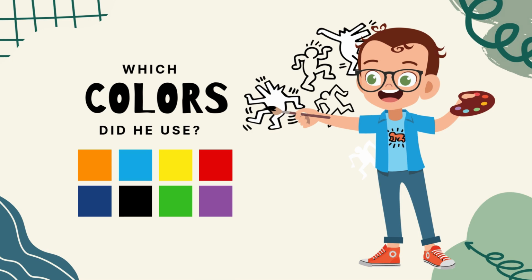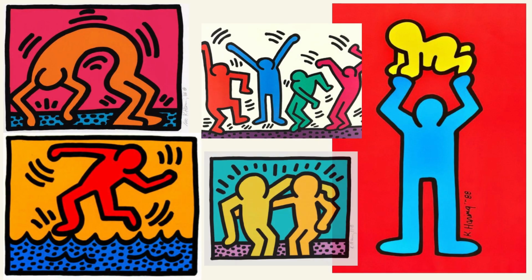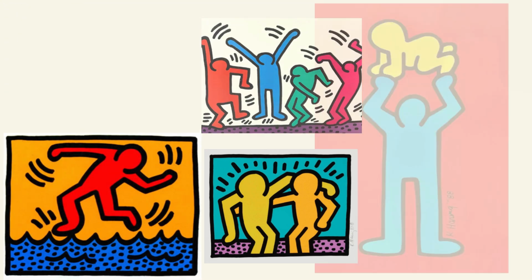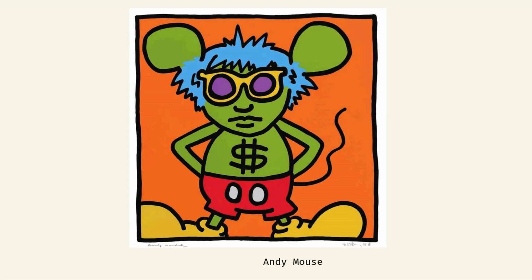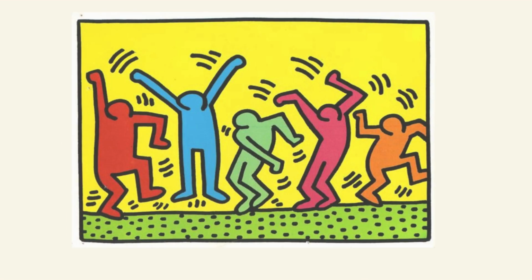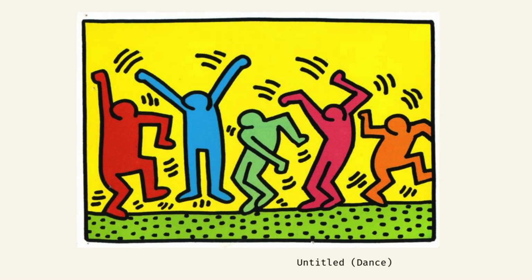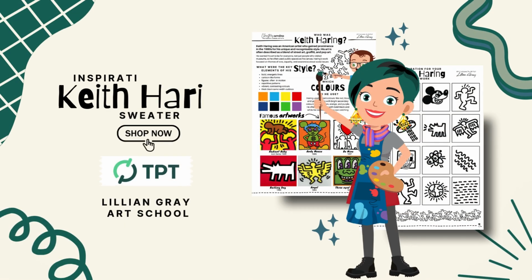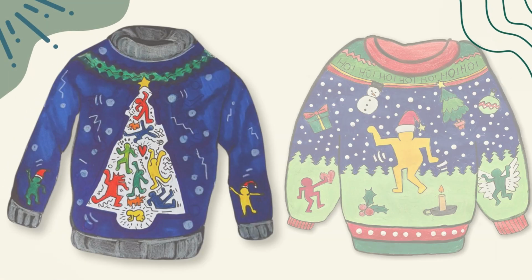He typically worked with solid, bright colors like red, yellow, green, and blue that popped against his black outlines and a white or solid colored background. This color approach made his figures stand out. He didn't blend colors or add any shading. These colors added a sense of excitement and energy to his art, making it eye-catching and easy to understand at a glance. On the worksheet pack, you can see some well-known Keith Haring elements to create your Christmas sweater design with.